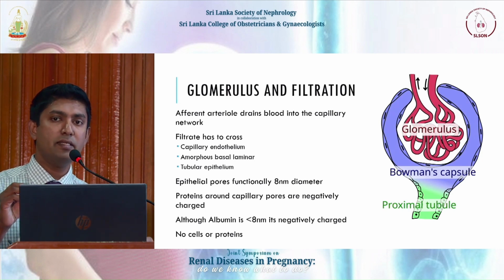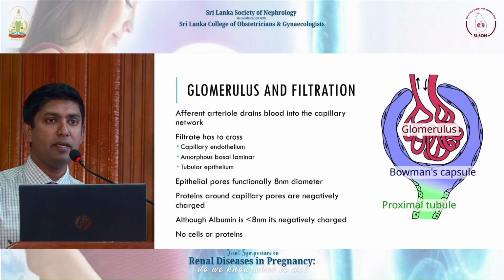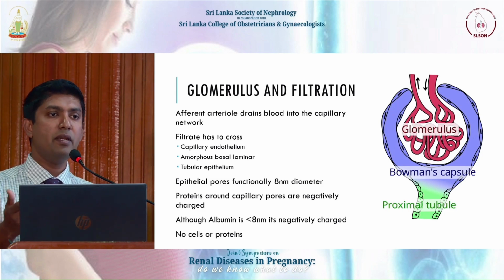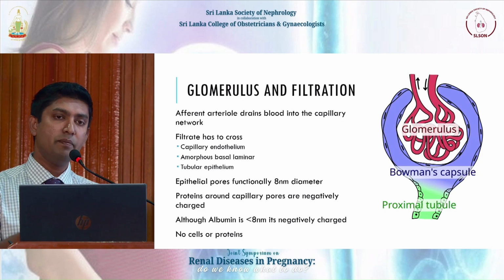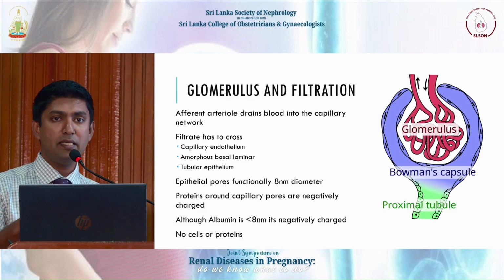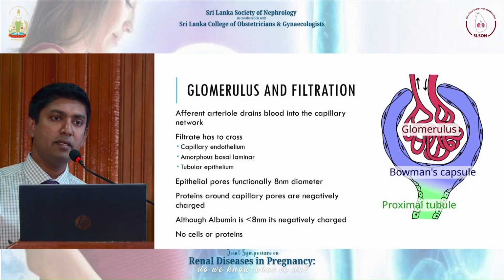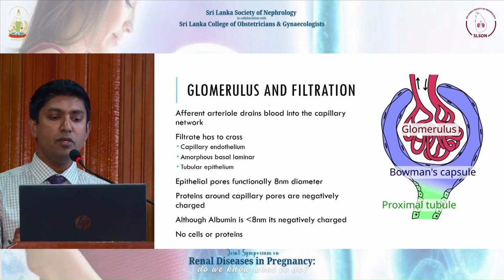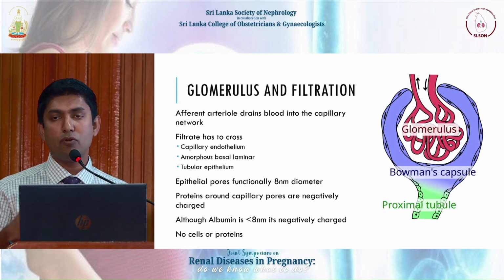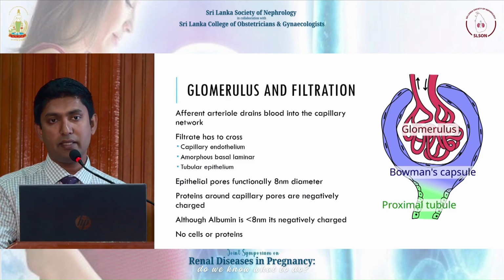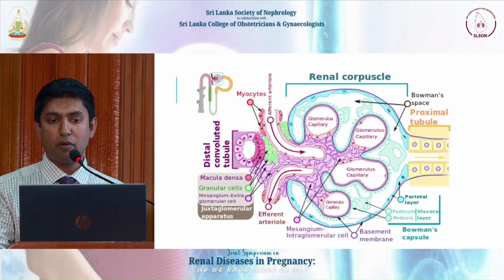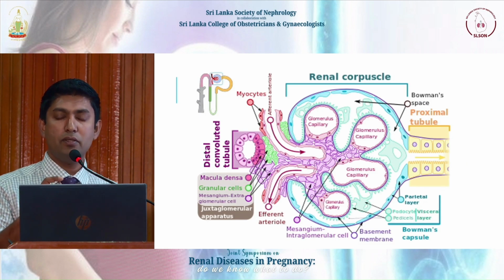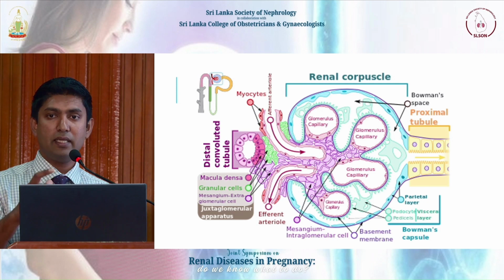The other factor is that the proteins in the capillary pores, the glycoproteins, are negatively charged. Anything negatively charged will not filter because of a repellent action. We know that albumin is also negatively charged, so although it is a smaller molecule, it does not normally filter through these capillaries. Therefore there are no cells or protein in this filtrate. So that is about the glomerulus.